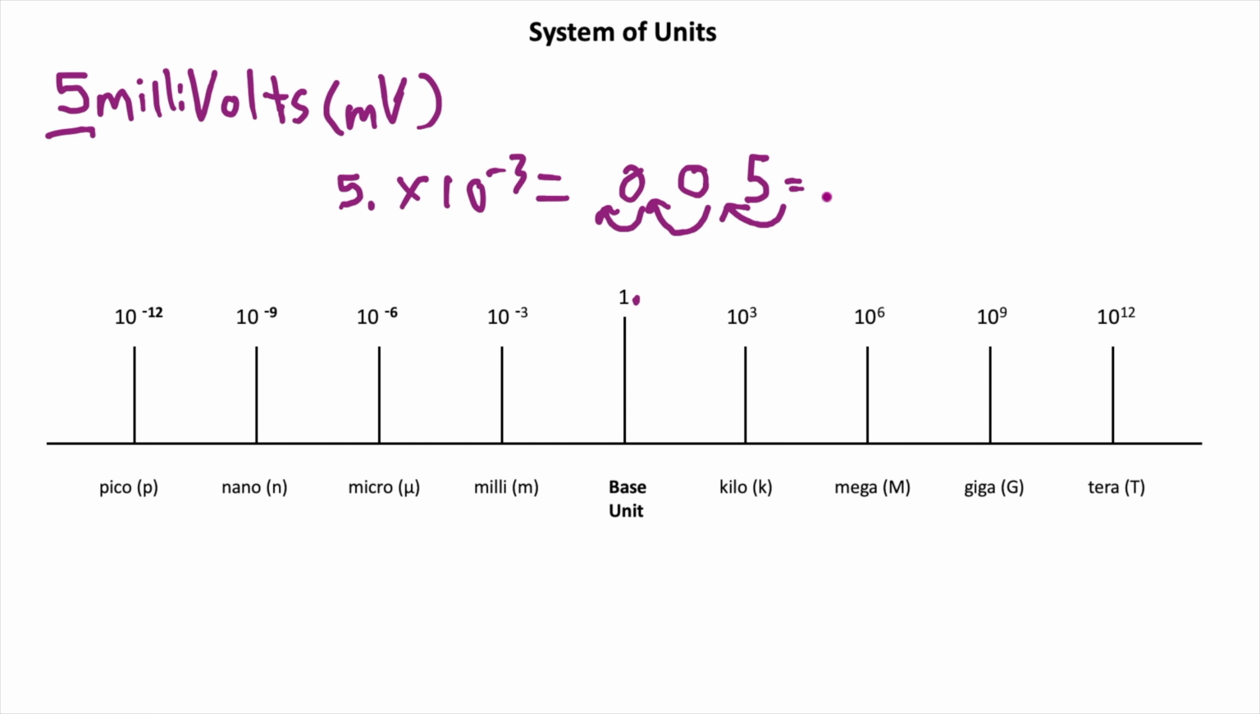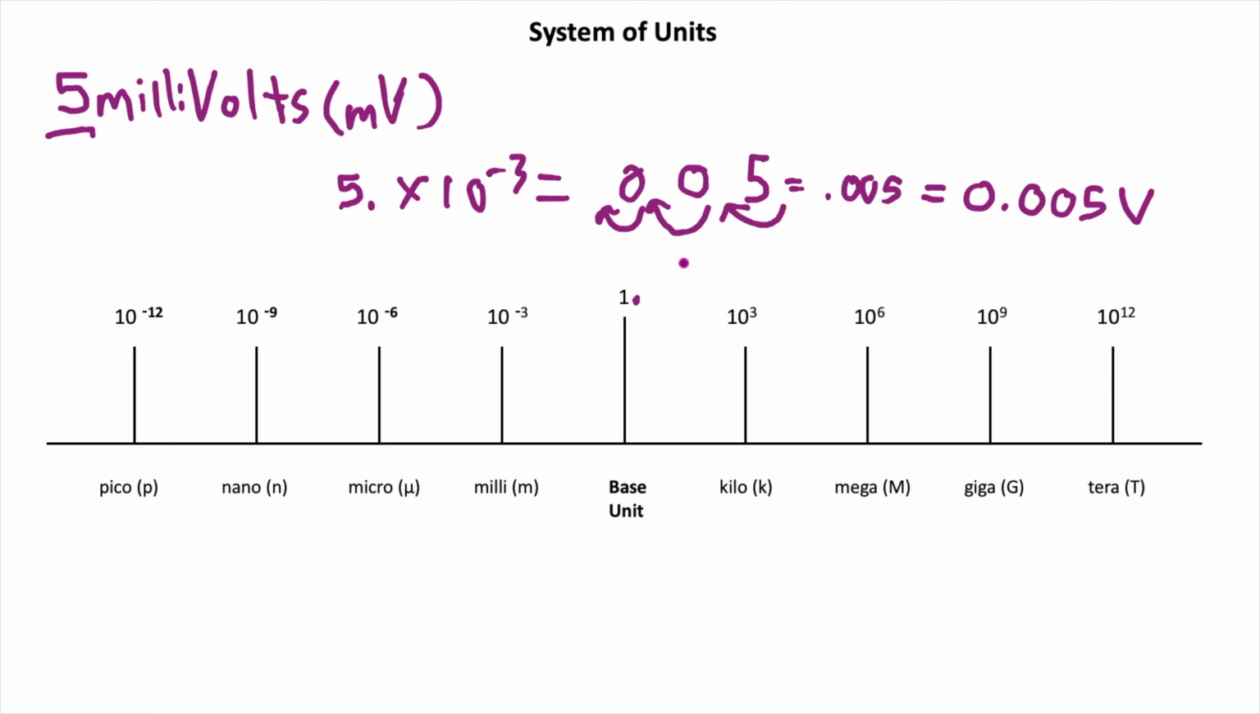So this equals 0.005. And because of confusion that can occur without a figure out here to the left of the decimal, just to add some verification, the standard is to add a 0 out on the left there. So that's our answer. So 0.005 volts.